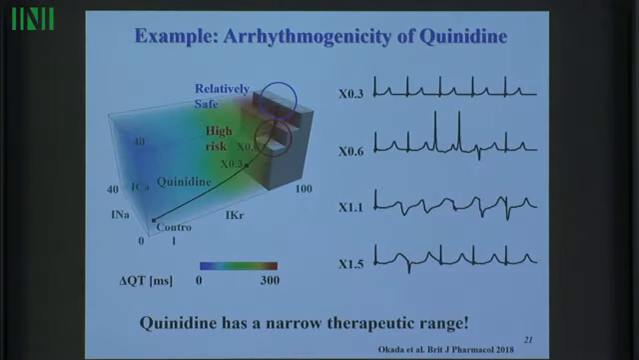This is another example, with quinidine. This is interesting because the trajectory hits the region at risk at a relatively low concentration. But when we increased it, it comes out to the safe region. This finding is maybe concordant with the clinical observation that accidents with quinidine are reported to occur at relatively low concentrations.